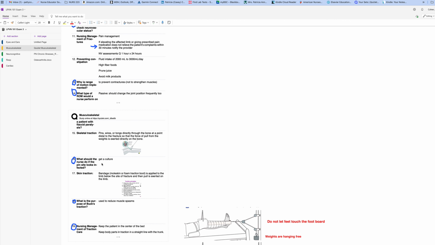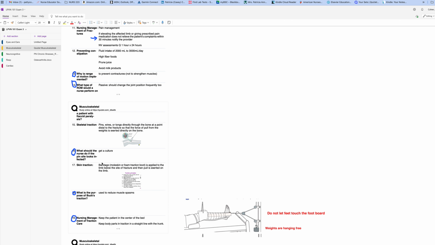Okay. Skeletal traction means traction where they actually put pins in the bone, and this makes the patient more prone to osteomyelitis. You need to know osteomyelitis because that's an emergency too. If you see oozing around the pin site, get a culture.